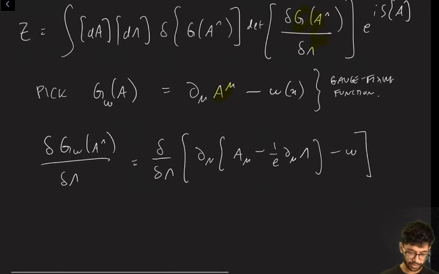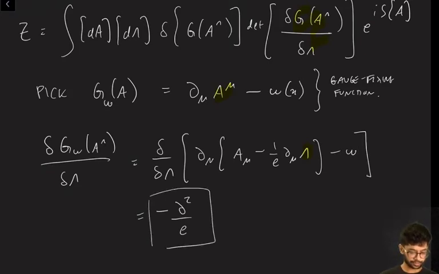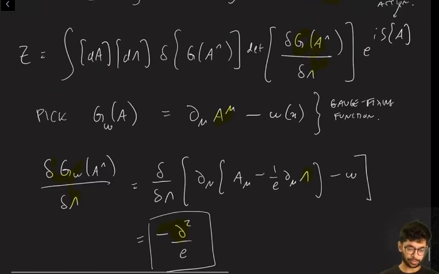So what is this? Well, the lambda only appears here, and so this whole thing equals just delta squared over e with a minus sign. In other words, this functional derivative is this operator, the operator delta squared. In other words, it doesn't depend on anything. That's kind of nice because that means that when we compute its determinant here, we can take the whole thing outside the functional integral.